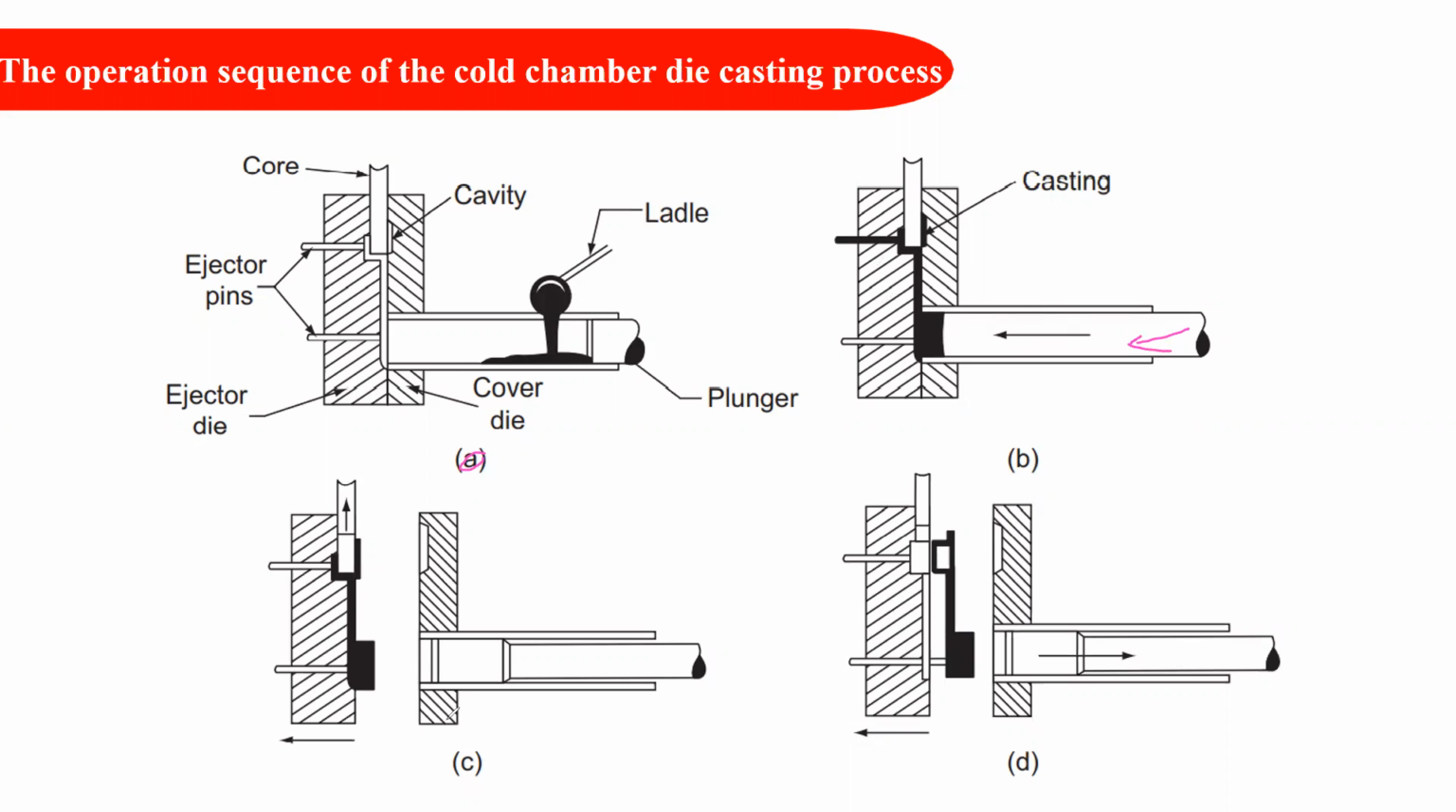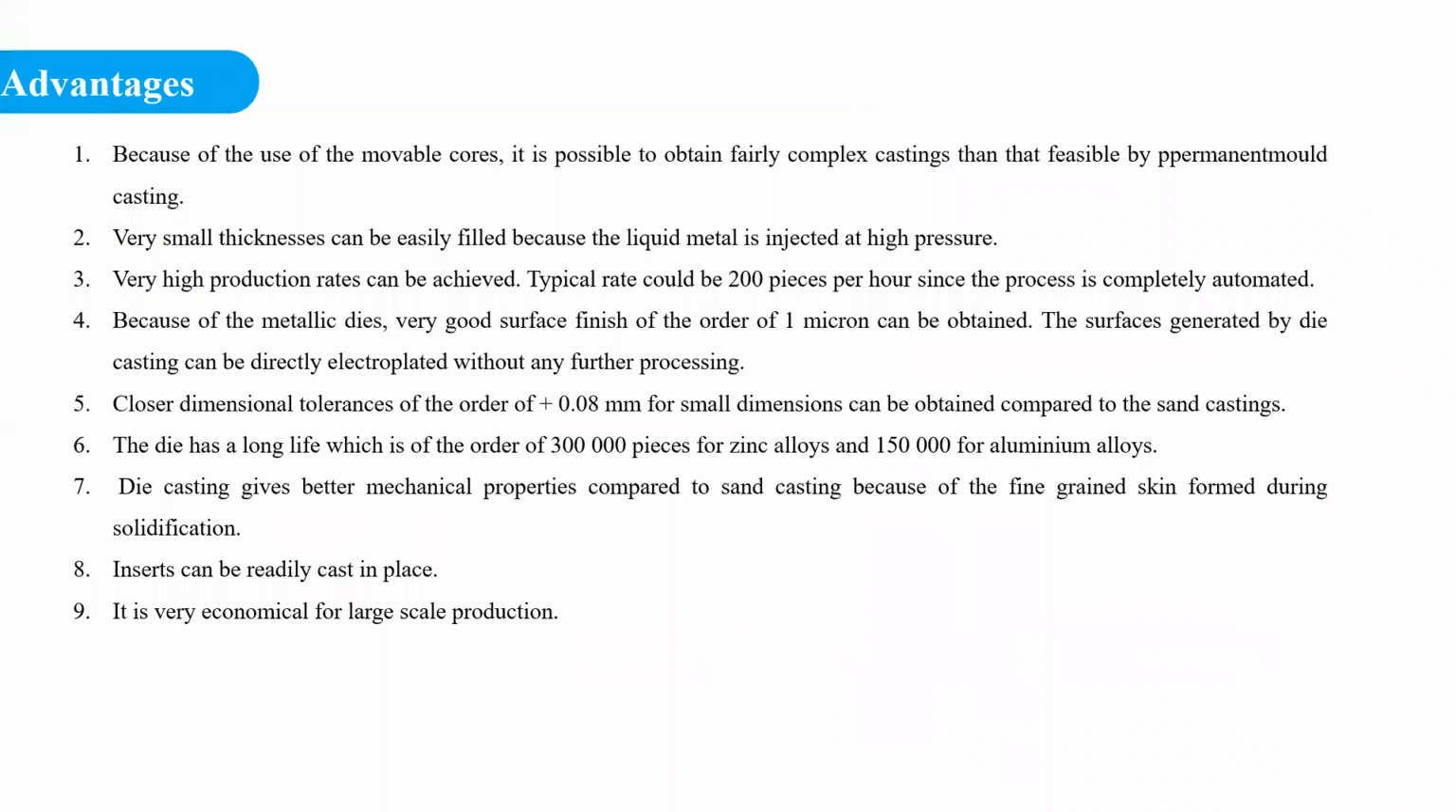In the third step, the movable die half is separated, and the core is also retracted. Now the pressure is applied to the ejector pin, so this ejector pin will push the casting out from the movable die half. So this is our final product. This is how the casting is done in the cold chamber die casting process.